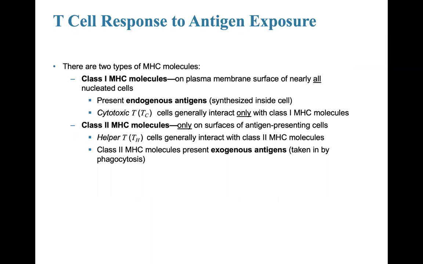There are two types of MHC molecules: class 1 MHC molecules, which are found on the plasma membrane surface of nearly all nucleated cells, and class 2 MHC molecules, which are only on the surface of antigen-presenting cells. Helper T cells generally interact with class 2 MHC molecules, and class 2 MHC molecules present exogenous antigens which have been taken up by these antigen-presenting cells, and they present them to, say, a helper T cell.